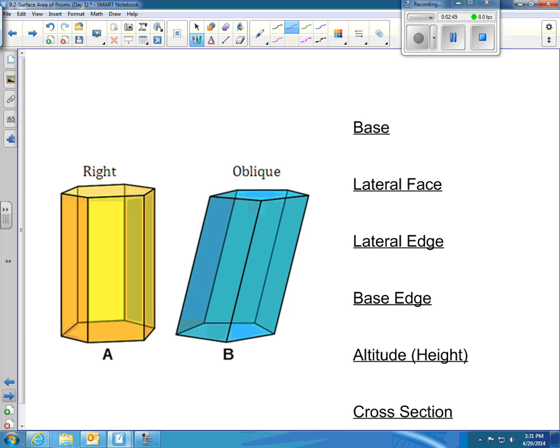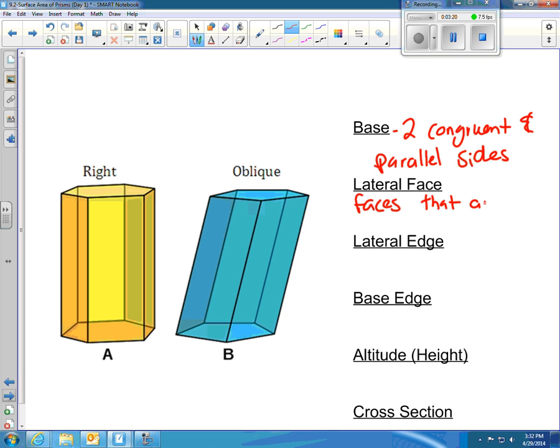Okay, so now we have a bunch of different parts of these prisms that we're going to talk about. A base is two congruent and parallel sides. Lateral faces are not going to be bases, so they're anything that's not a base, or let's say faces that are not bases. A lateral edge is where the lateral faces connect.